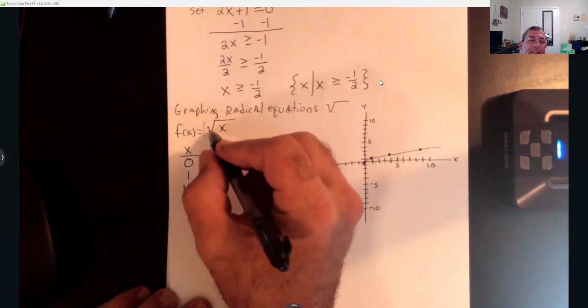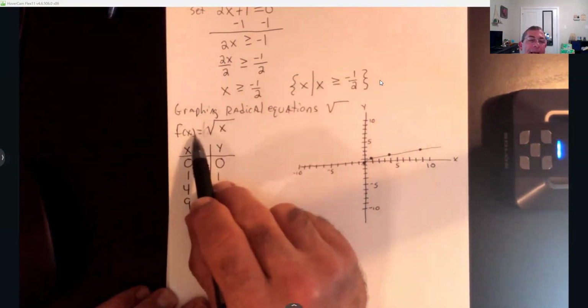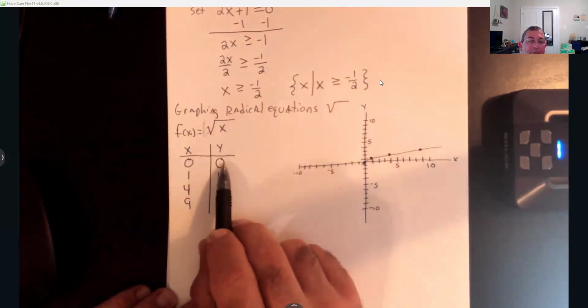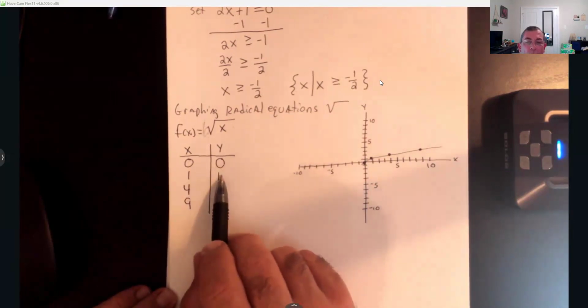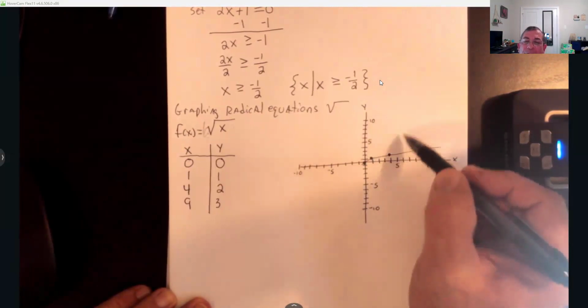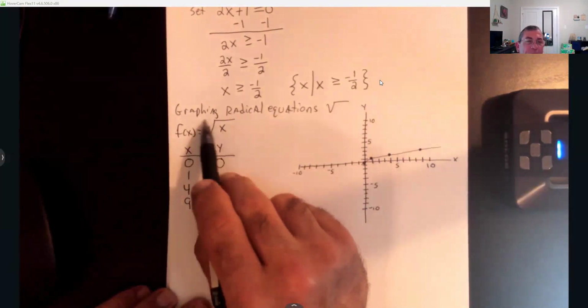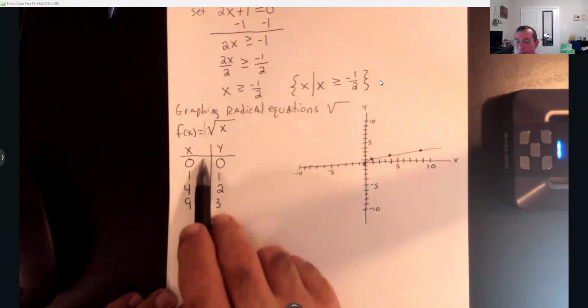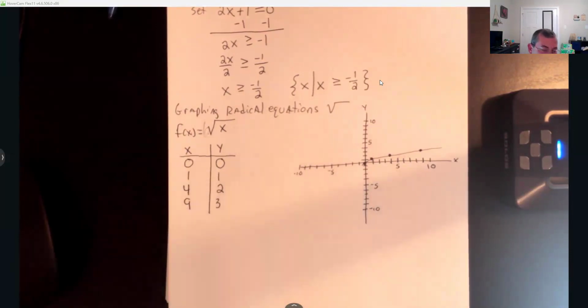Now I can make them stretch up by putting numbers in front of this radical. See, if I put a 6 here, then every answer I got, I'd have to multiply by 6. So that'd still be 0. But 1 times 6 would make that 6. So it would stretch my graphs up if I got numbers in the front, okay? But your basic square root graph will look like that.